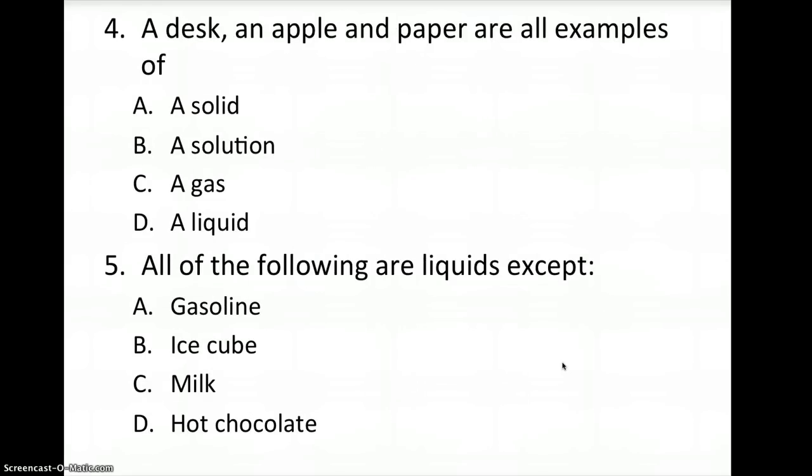Question 4. A desk, an apple, and paper are all examples of A, a solid, B, a solution, C, a gas, or D, a liquid. Number 5, all of the following are liquids except, there's a key word, except, look out for that word. So all of the following are liquids except A, gasoline, B, ice cube, C, milk, or D, hot chocolate.